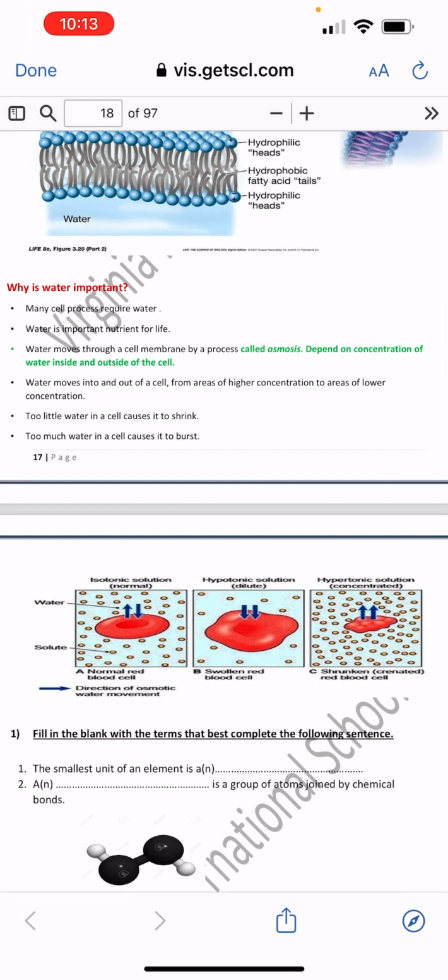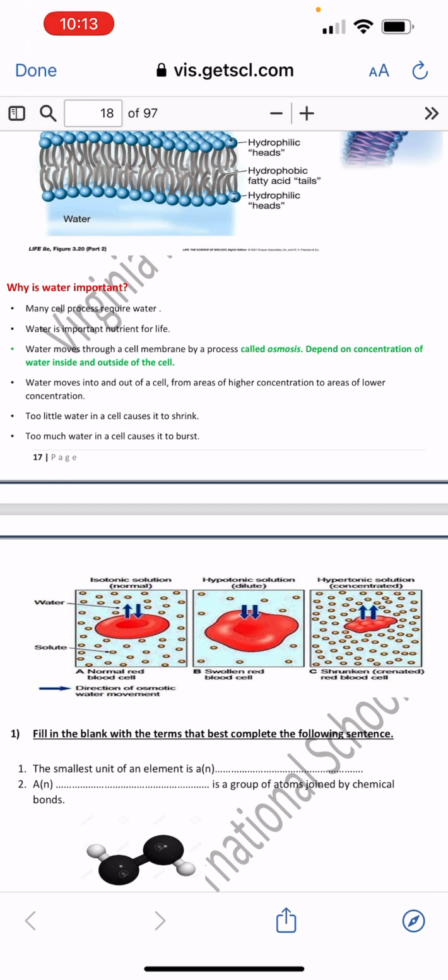The last thing is how the cell is going to move the fluids in and out of the cell. We have something that's called osmosis, and osmosis is a process that depends on the concentration of water inside and outside the cell. Osmosis is a type of transport of the water from the high concentrated amount to the low concentrated, which means if I have outside the cell 80% of water and inside the cell I have 10%, the water will go from where to where? From the high concentration, which is 80, to the low concentration, which is 20. So the water will come into the cell.